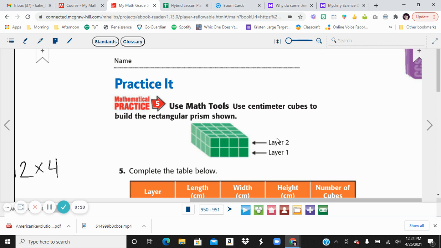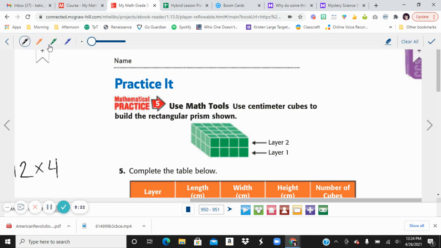So it's got layer 1 and layer 2. You'll notice the layer 1. Let me change my color here. Layer 1 is this first layer. And layer 2, let's change it to blue, is this top layer. There's 2 layers. We can't see the top parts of layer 1, but we know it's under there.